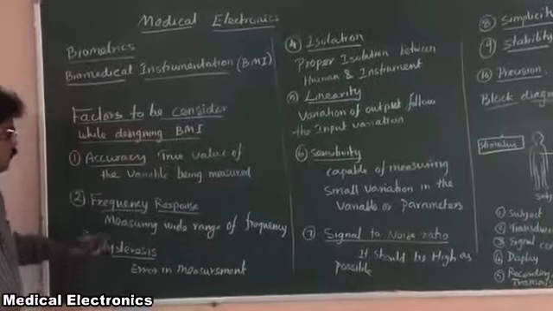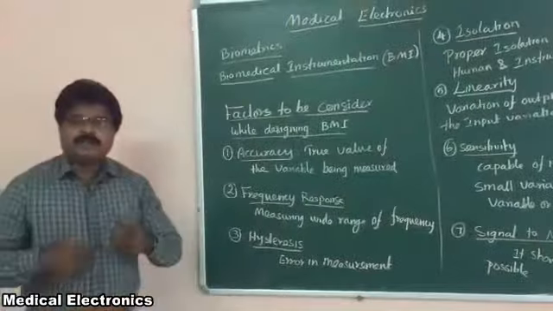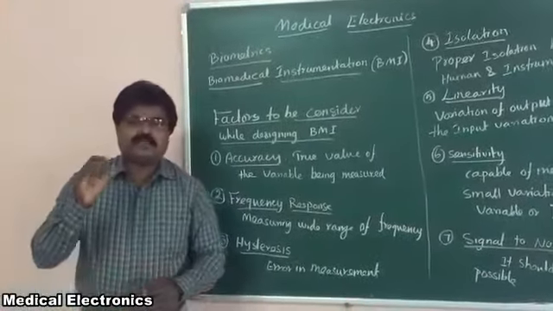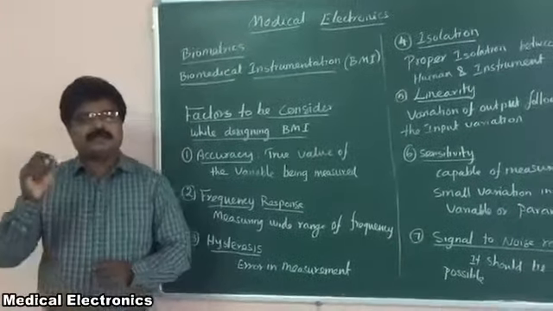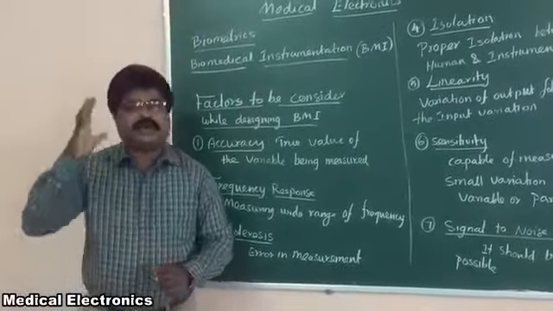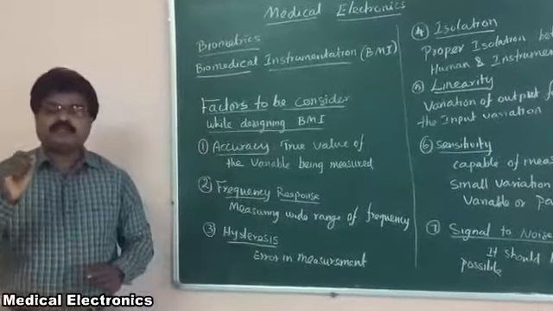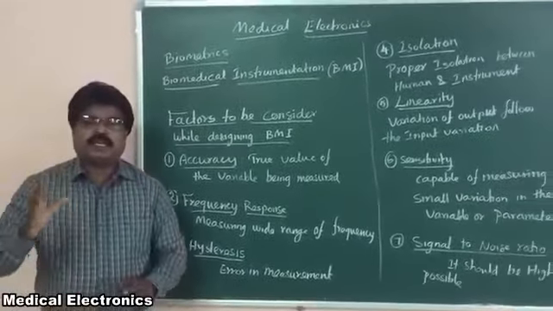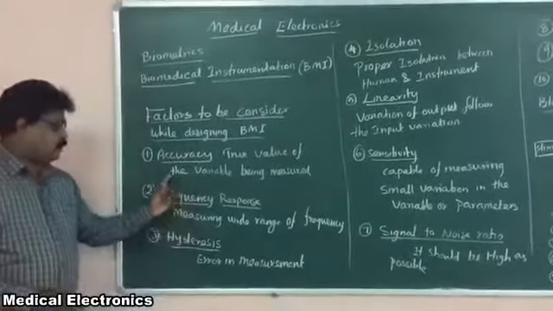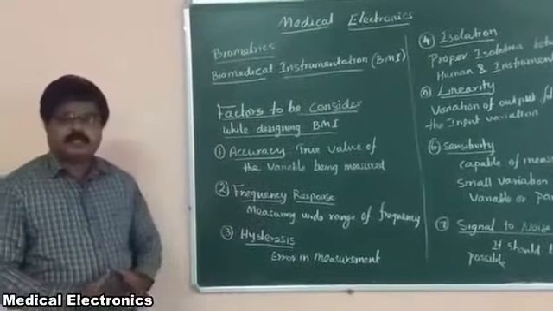First one is accuracy. So what do you mean by accuracy? Accuracy means the true value of measurement. If an instrument measures the true value of measurement, that instrument is said to be accurate. So the biomedical instrument must give the true value. That means it has good accuracy. That's the first point.